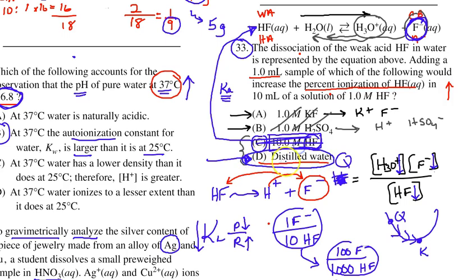By diluting them, you're creating a reaction quotient that is now less than K, right? If it was greater than, it'd be over here going backwards. So when Q is less than K, the reaction's going to go forward to increase the products to their ratios that will equal the K. And if we're favoring the forward, there's going to be more dissociation of HF naturally. So again, slippery slope, 33 is D.